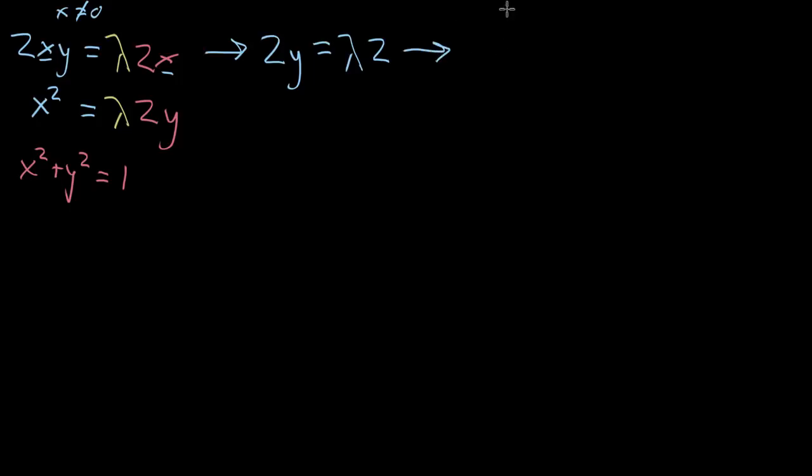And from here, the 2's can cancel out. No worries about 2 equaling zero. And we know that y equals lambda. So that's a nice simplified form for this equation.